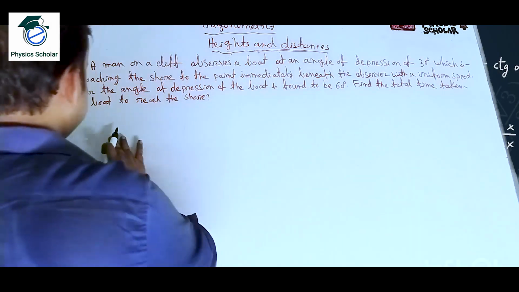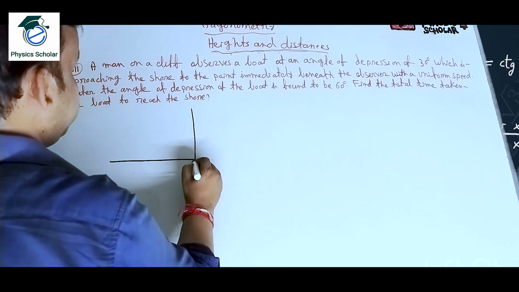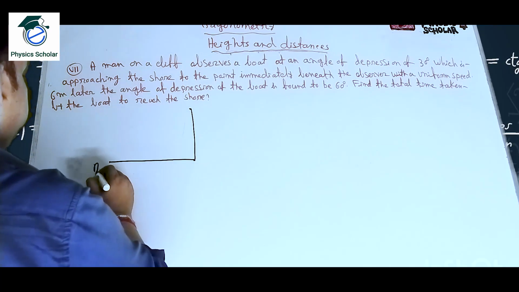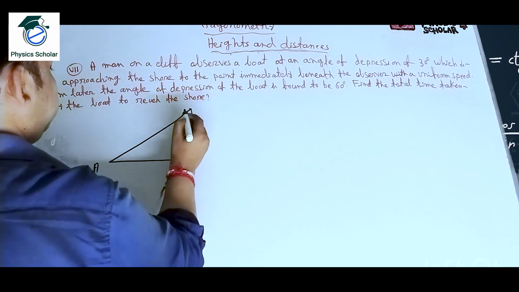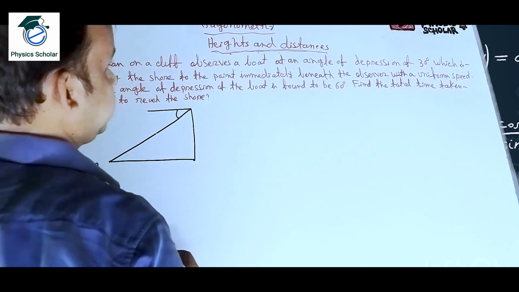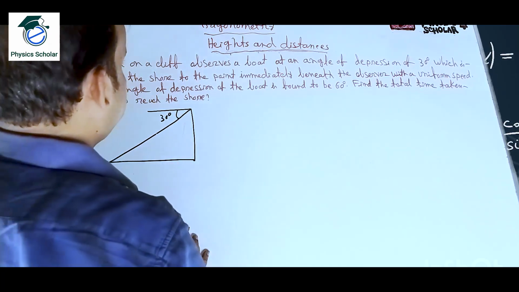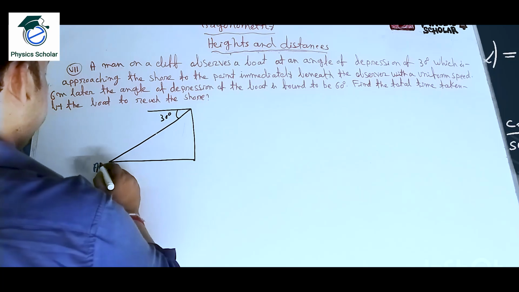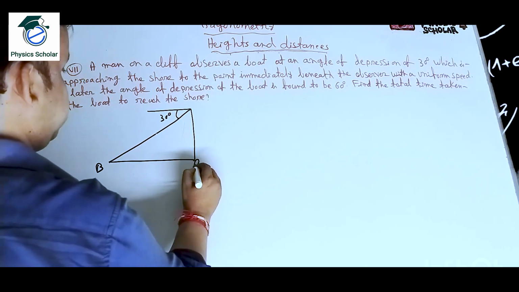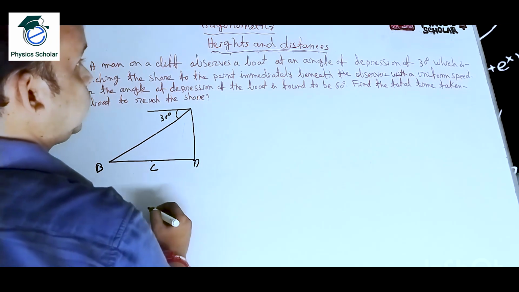Clear? So now what to do? Suppose this is a cliff, and the man is standing here. This is the initial position of the boat, and the man is watching it, and the angle of depression is 30 degrees. The boat is approaching towards the shore. Suppose it is point B, A is the shore, and suppose the boat is at point C.